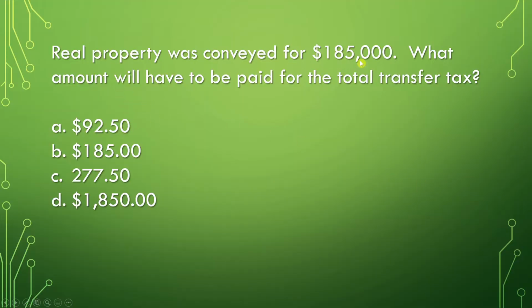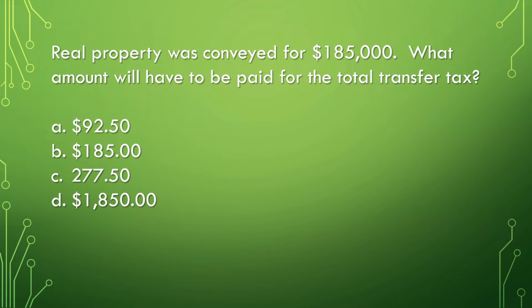Here's another example. Real property was conveyed for $185,000. What amount will be paid for the total transfer tax? If you think this question through, there is no assumed mortgage in this question, right? There is no personal property mentioned in this question. So we don't have to deal with it. We just calculate the taxes on what we're given.